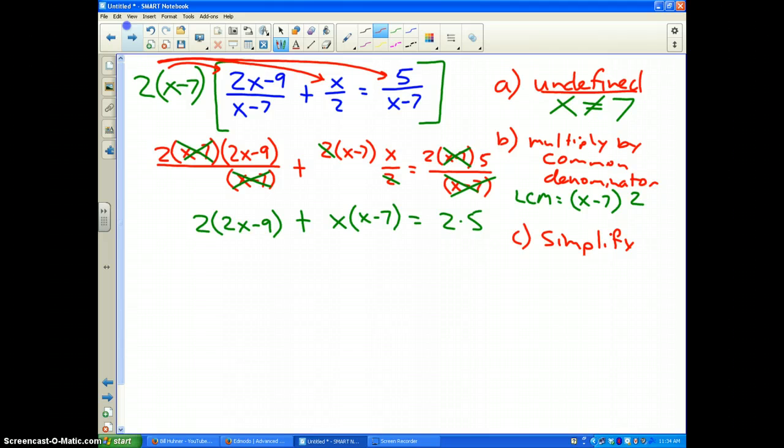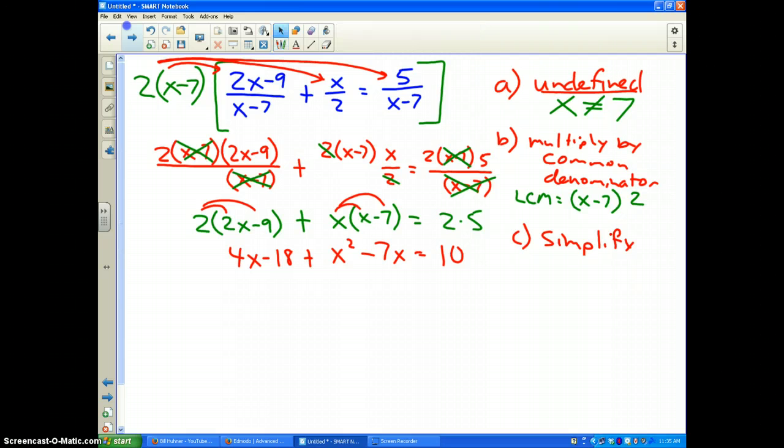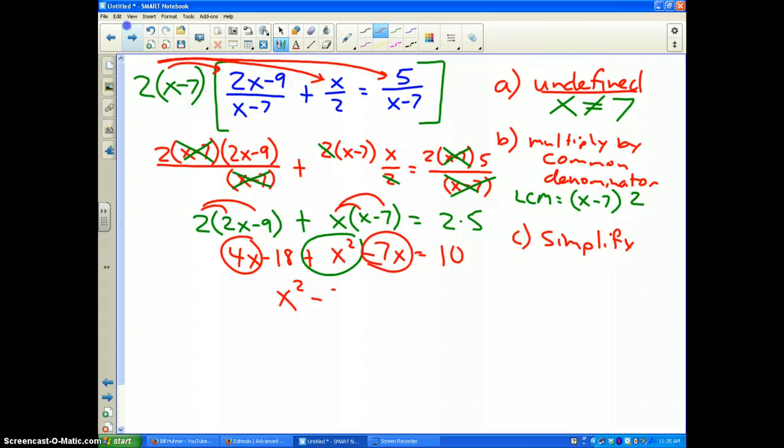Now I'm going to simplify as a whole. All those properties you learned a long time ago. Distribute. 4x minus 18 plus distribute. X squared minus 7x is equal to 2 times 5, which is 10. I got a squared equation. Write it in descending powers. Here we go. So x squared comes first. I have 4x minus 7x, which would be minus 3x, minus 18 equals 10. Now I got to minus that 10 to get it over here, and I get x squared minus 3x minus 28 equals 0.